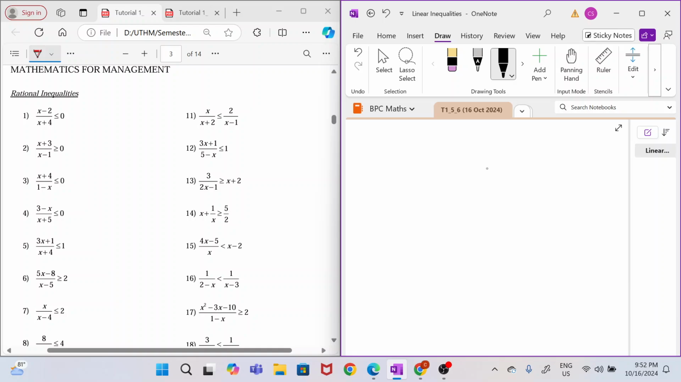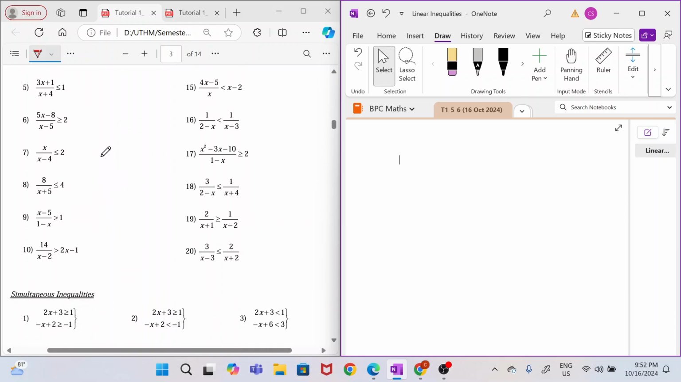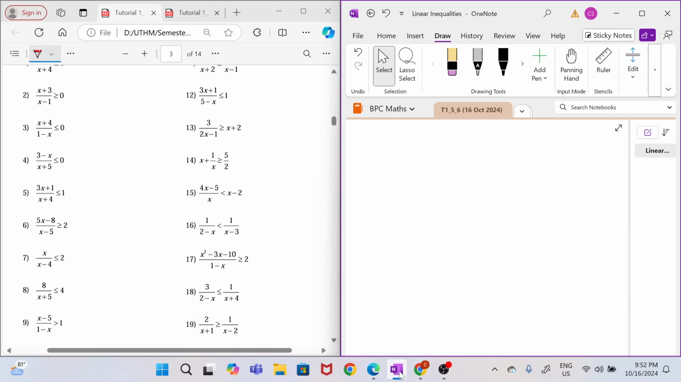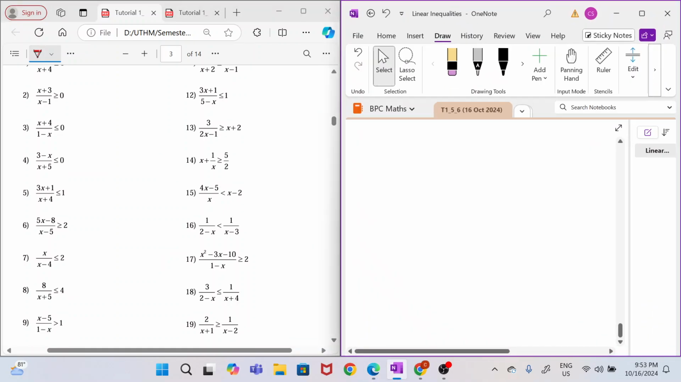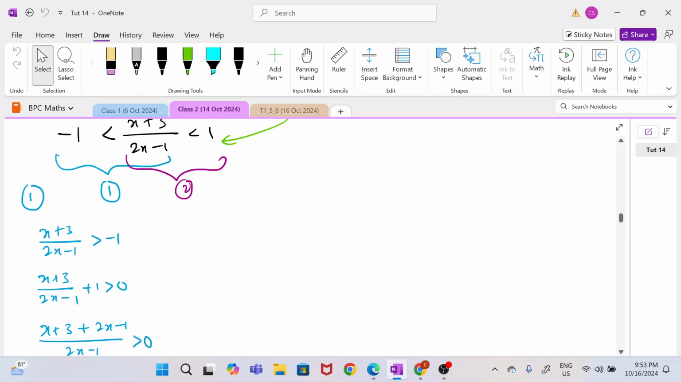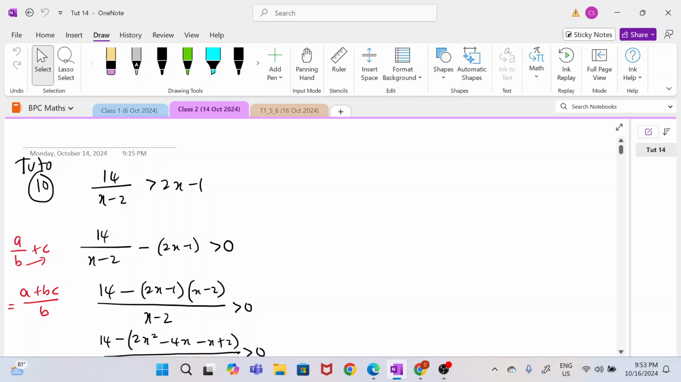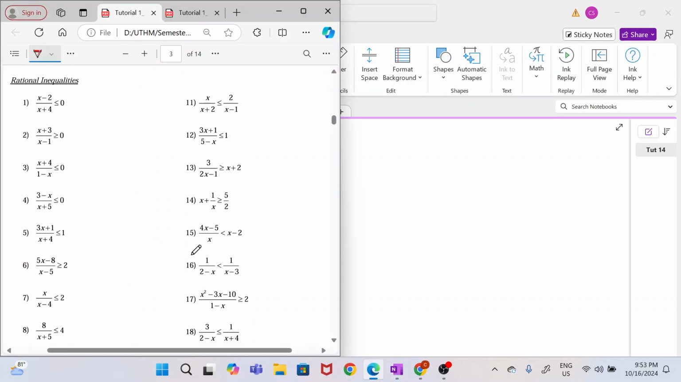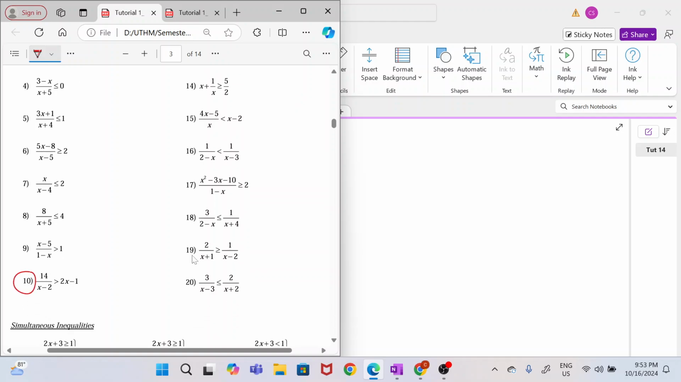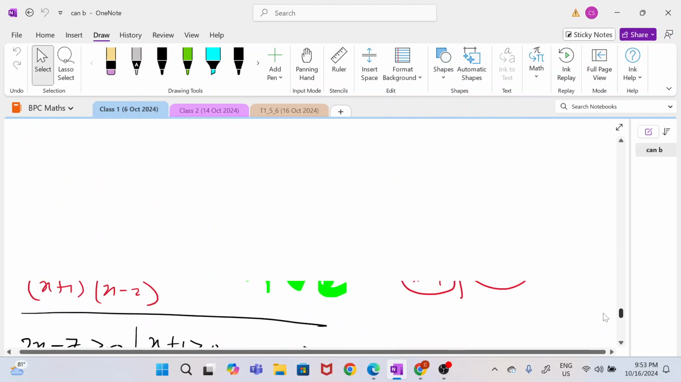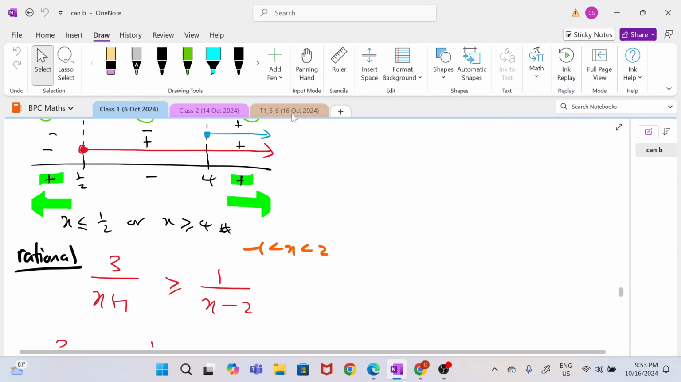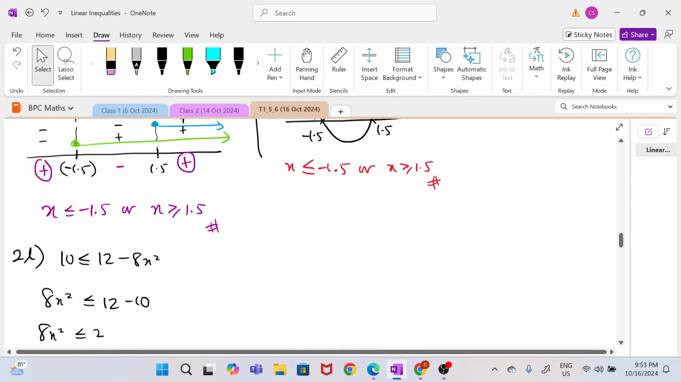Alright, rational inequalities. I suppose this rational inequalities I have done a lot. I think 2 or 3 questions in the previous cases. One is this one, okay, number 10. I have done number 10 here. Number 10 is done. And also another rational inequality I have done in the class here. This one. Maybe I will do one more for the tutorial.